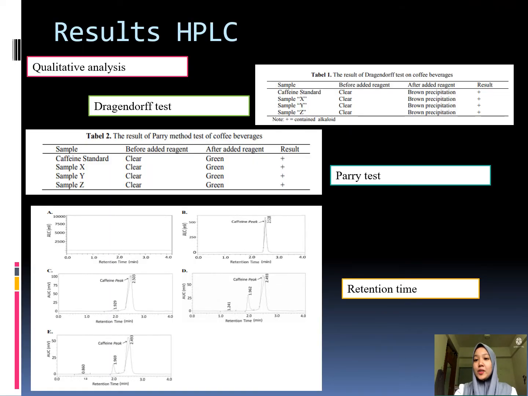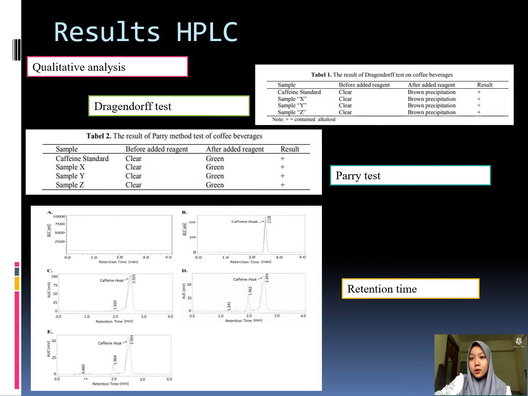Next, we move to the result for experiment 6. Table 1 shows the result of the Dragendorff test on coffee beverage. It consists of 4 samples: the first sample is the caffeine standard, the second sample is sample X, the third sample is sample Y, and the fourth sample is sample Z. All of the samples are clear before the reagent is added. After the reagent is added, a brown precipitate appears in all samples.